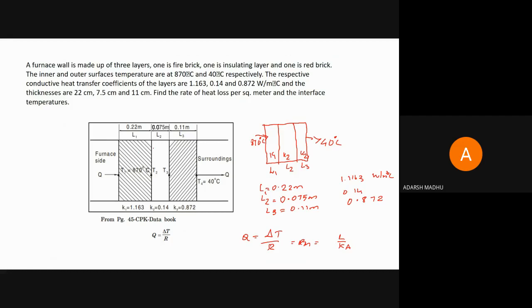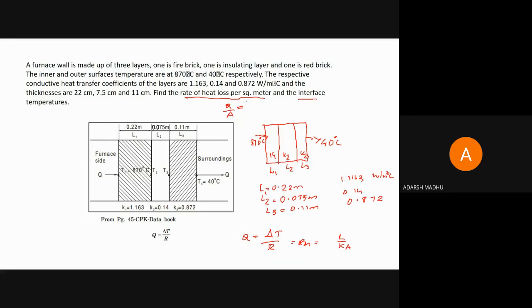First one is to find the rate of heat loss per square meter, that is Q by A. Per square meter means per area. Per area means how much heat is transferred per unit area. So the unit area is taken, Q by A. The area is not given, and we do not need to find the area.